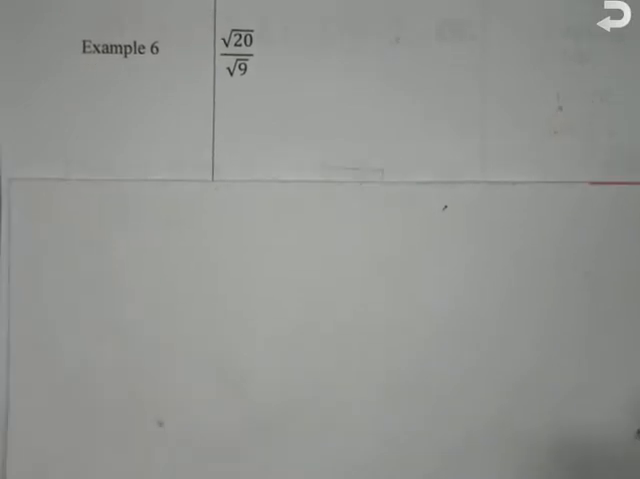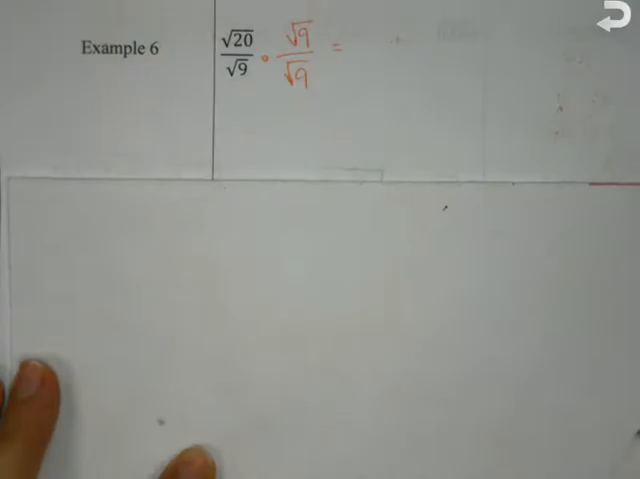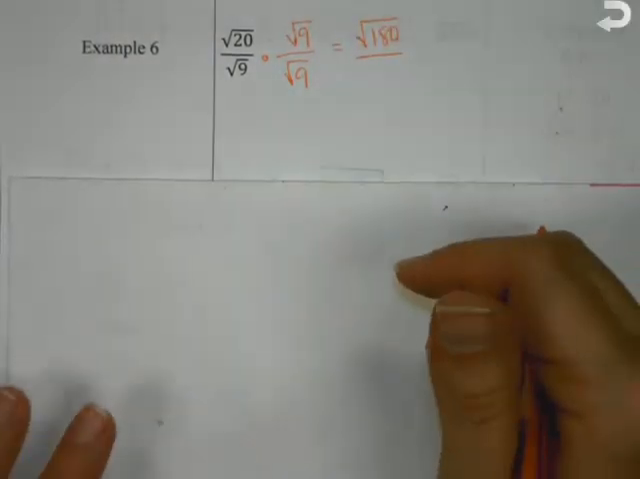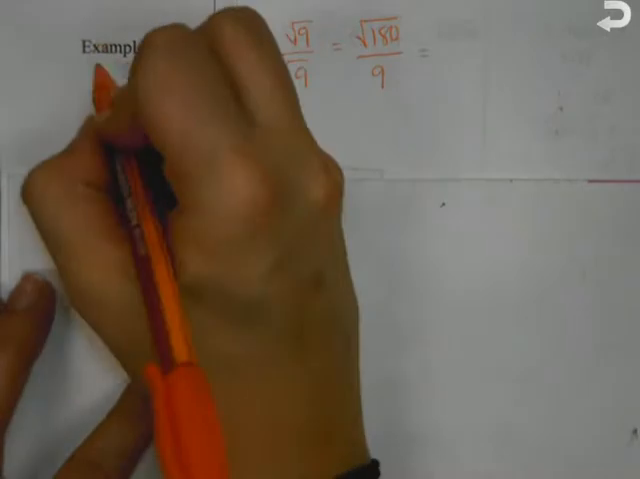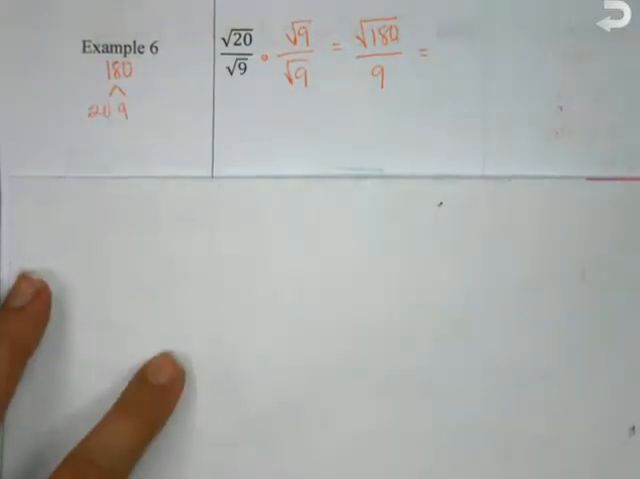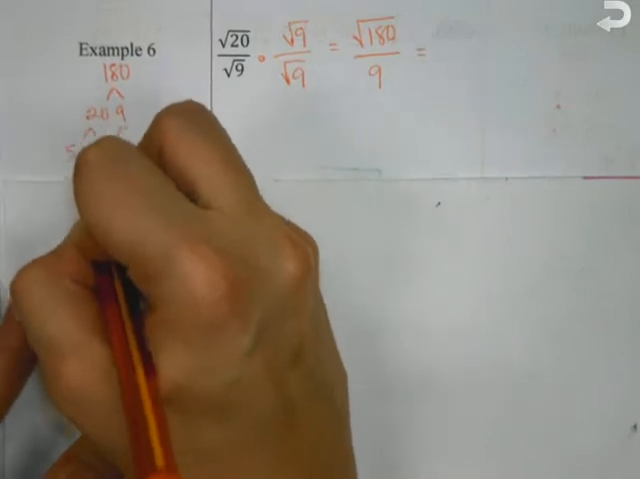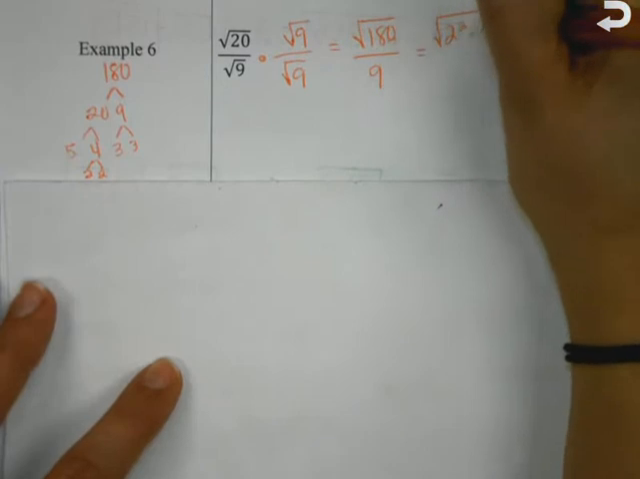Okay, so we have a square root 9 in the denominator, so that means I'm going to need to multiply top and bottom by square root of 9, which gives me square root of 180 over root 9 times root 9, 9. 180 breaks down to 20 and 9. 9 is 3 and 3. 20 is 5 and 4, and that's 2 and 2. So that's going to give me 2 squared times 3 squared times 5. Is that what you guys got? Okay. All over 9.